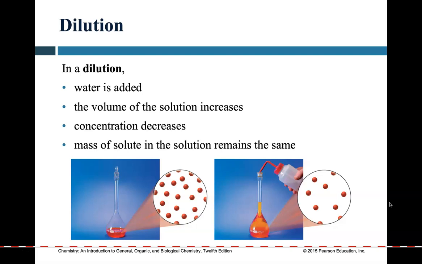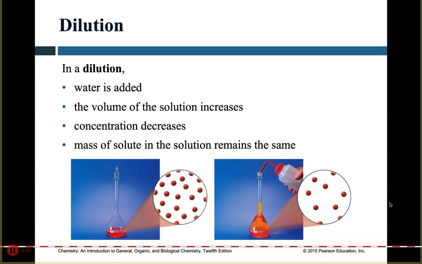So let's define what we mean by dilution. We'll define it for our class. Dilution is adding any solvent, but we're going to be talking specifically about when we dissolve into water.